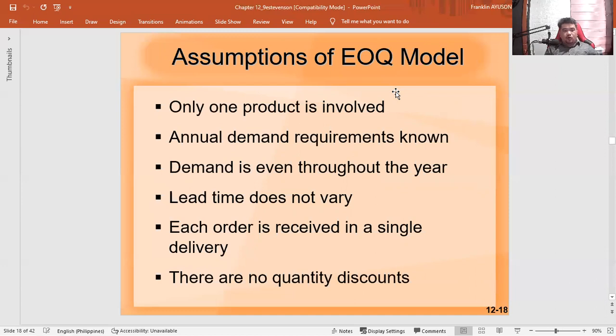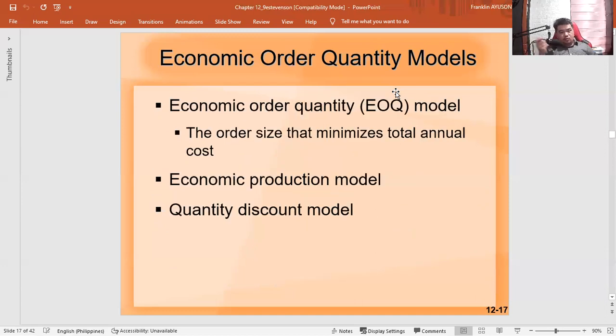Some assumptions of the EOQ model. Remember, the EOQ model allows us to minimize our costs. So of course, in business, when you have less cost and more profit or more sales, you are more profitable. Again, more sales, less cost, more profit for the organization.